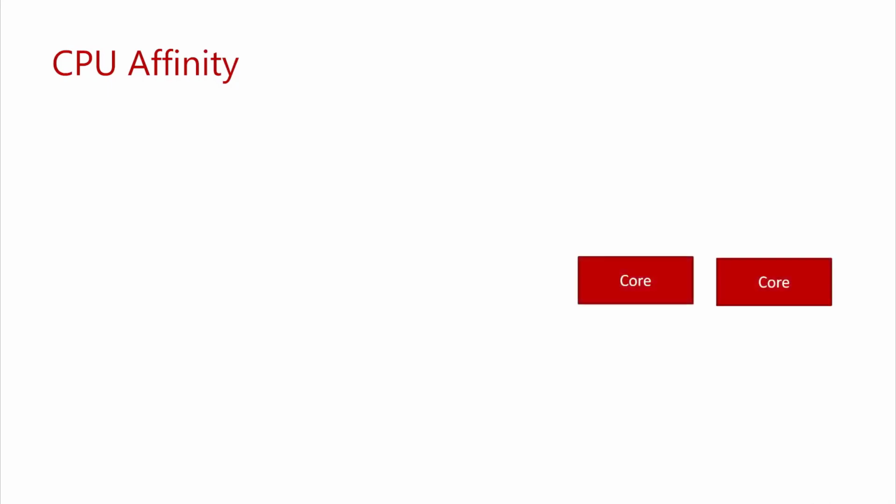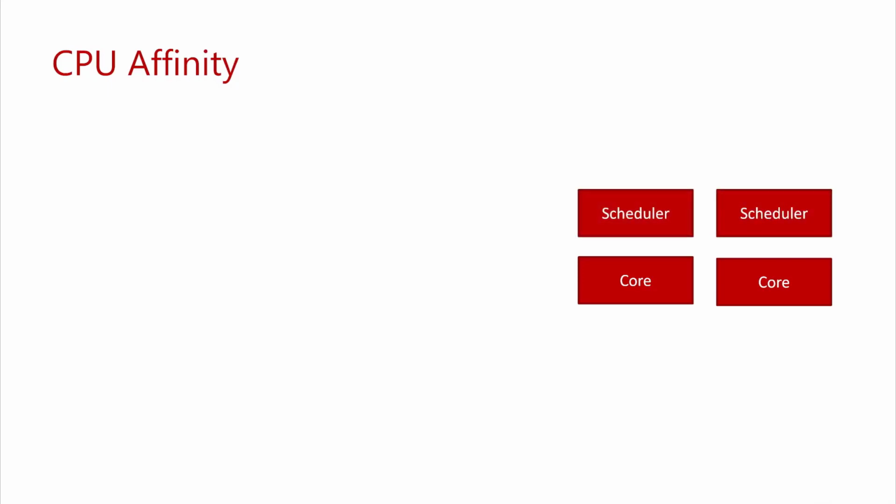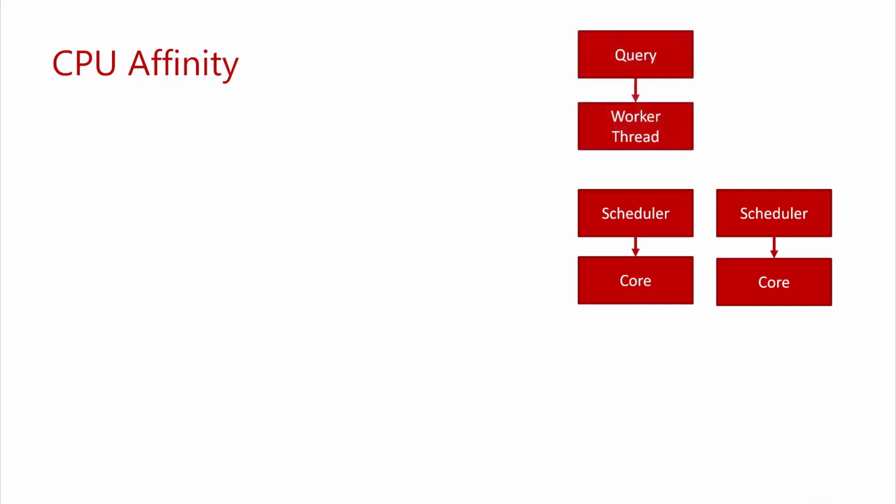CPU affinity. So, one of the last topics we're going to touch. CPU affinity is, let's say we have a simple machine with two cores. SQL Server would create a scheduler on each one of these cores. And then you have a query coming in, and the query gets assigned to a worker thread, and then the worker thread gets assigned to a scheduler. Not randomly, a scheduler that is not busy right now. If you have a lot of stuff running, then the worker might have to wait for a while, but it usually finds something very quickly.